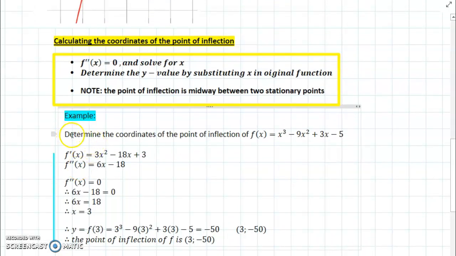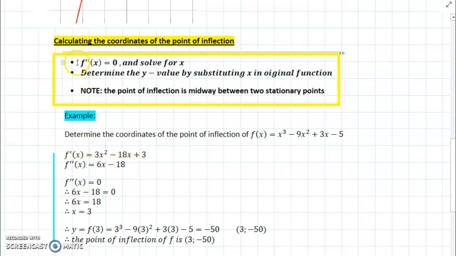In this example, it says determine the coordinates of the point of inflection of f of x equal to x cubed minus 9x squared plus 3x minus 5. So we find the first derivative, apply our laws, 3x squared minus 18x plus 3. The laws of differentiation. Of course, negative 5 is a constant, so it's 0. Then you find the derivative of the derivative. That's when you call it the second derivative. So this then is 6x minus 18.